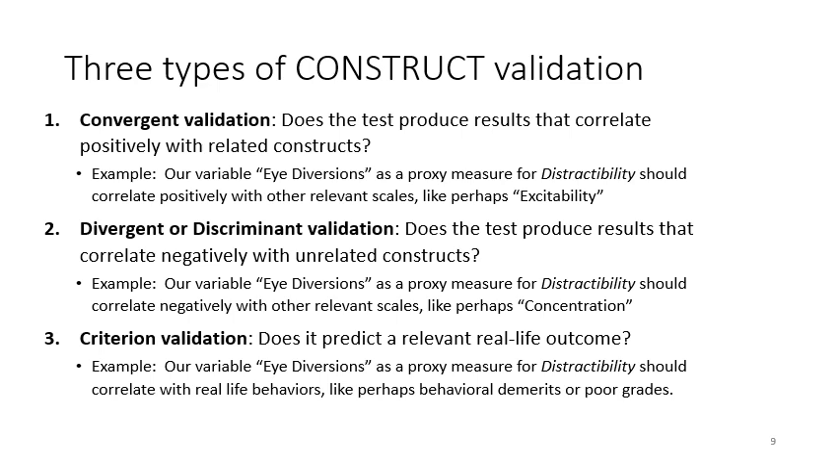And finally, criterion validation. Does the scale predict a relevant real-life outcome? So distractibility, our variable of interest, should correlate with real-life behaviors, like maybe behavioral demerits or poor grades. We might expect that the more distractible a person is, the more behavioral demerits they're getting, in trouble at school, and maybe they're also getting poorer grades. We would expect them not to be perfect, but that there would at least be some sort of a relationship.